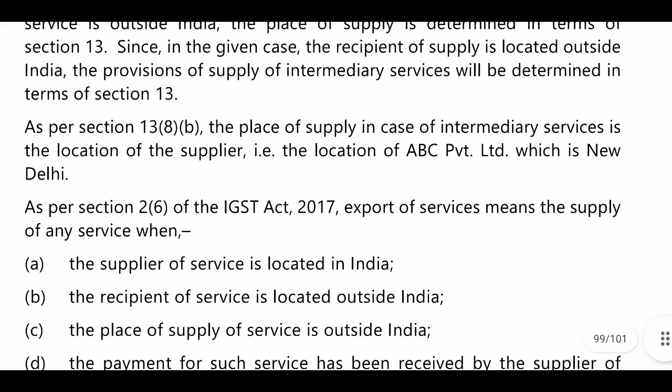As per section 13(8)(b), the place of supply in case of intermediary service is the location of the supplier, that is the location of ABC Private Limited, which is New Delhi.